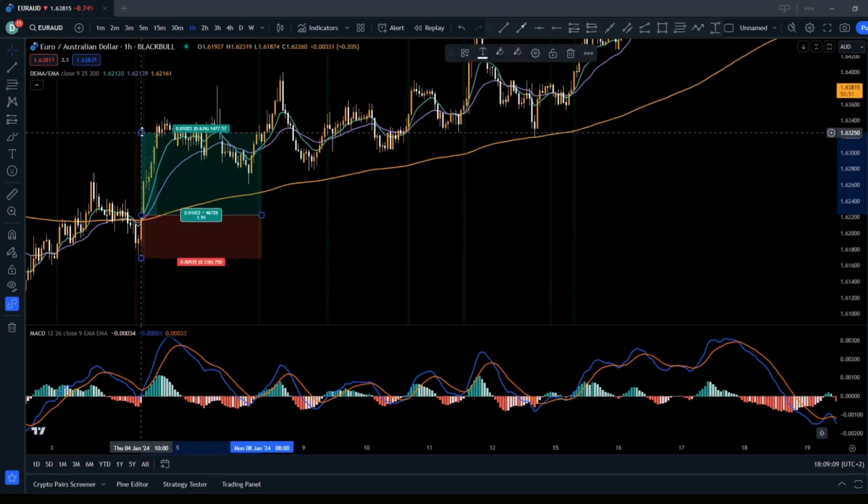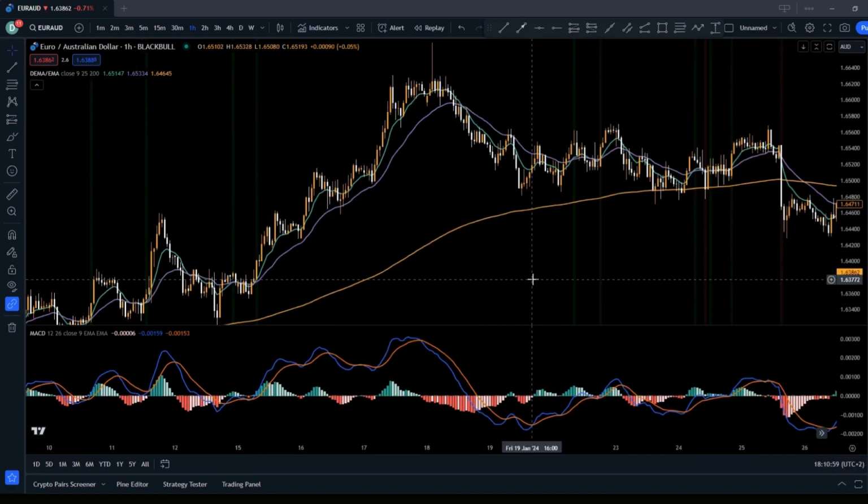We set stop losses earlier and risk to reward on 2, and as you can see, it would have hit the target. So let's look at another entry point.